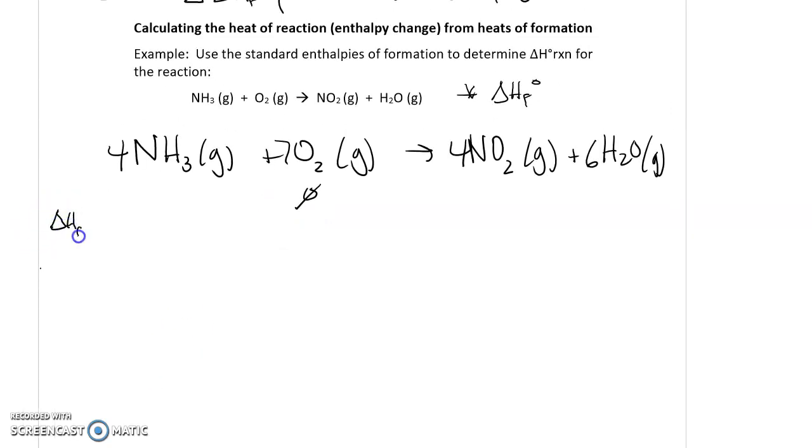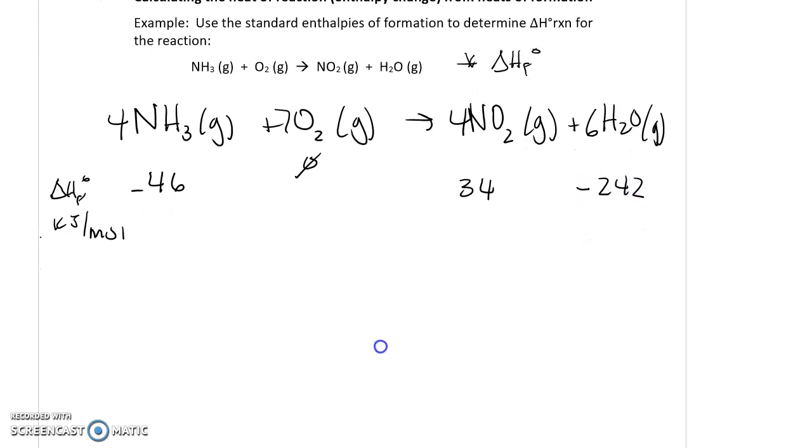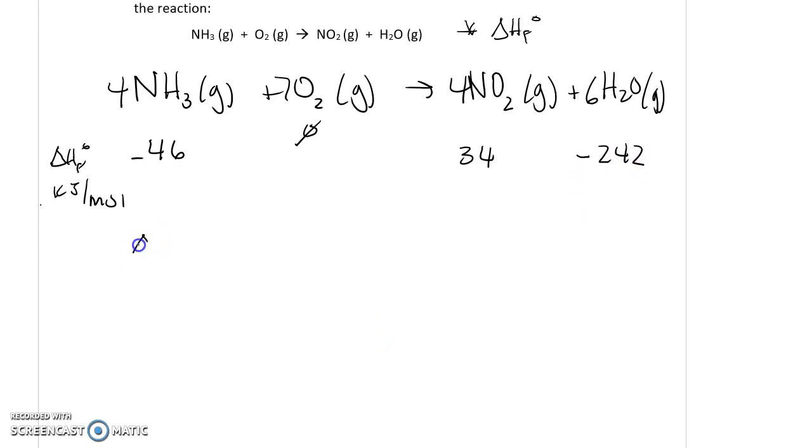So here I've looked them up in the table, and the units are kilojoules per mole. For ammonia, I got minus 46. For NO2, I found that it was 34. And then be careful when you look this up, especially for water. There's liquid, solid, and gas, so pick the one for gas, and that's minus 242. Okay, so now I can actually plug it into that formula.